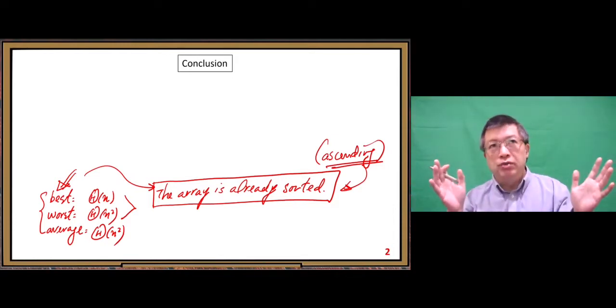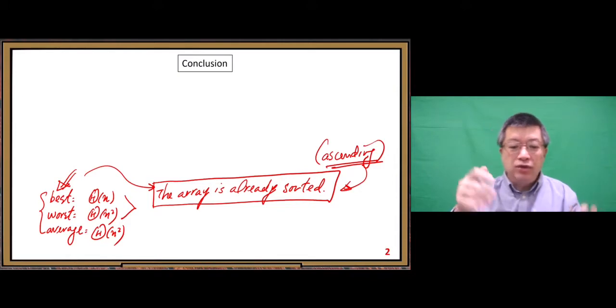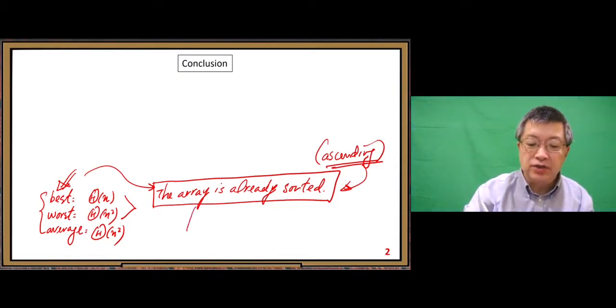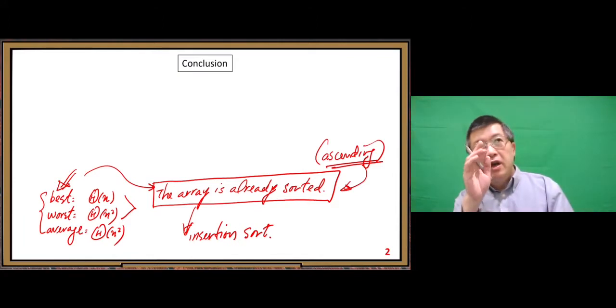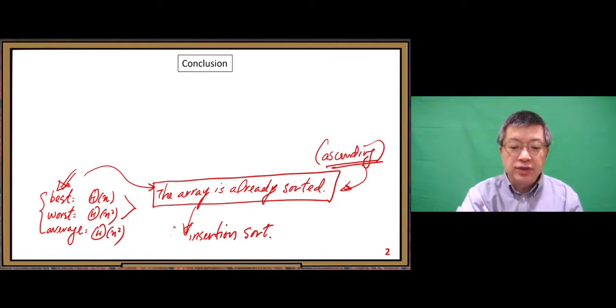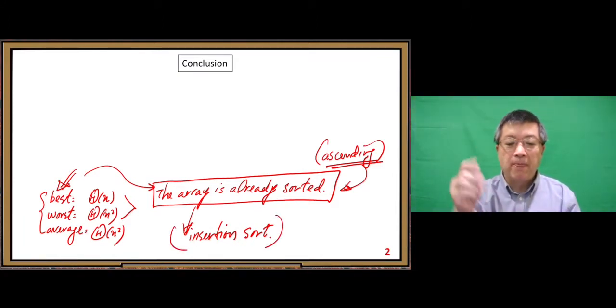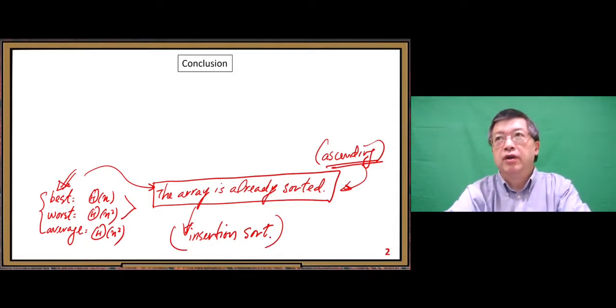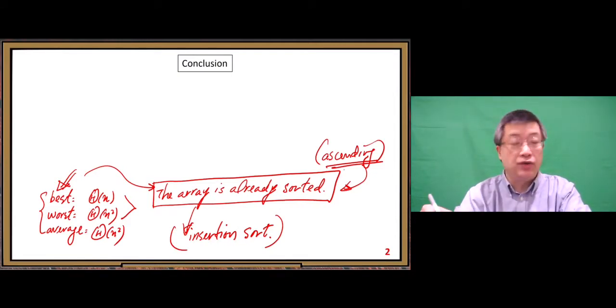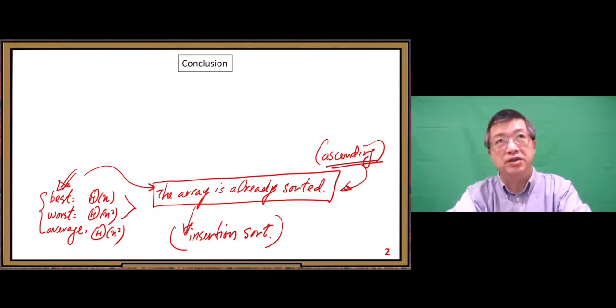It looks natural, right? When the array is already sorted, it's the best case. It looks natural, but it is natural only for insertion sort. For most other sorting algorithms, they don't have this property. That's something special for insertion sort. For most of the other sorting algorithms, an already sorted array does not correspond to the best case.